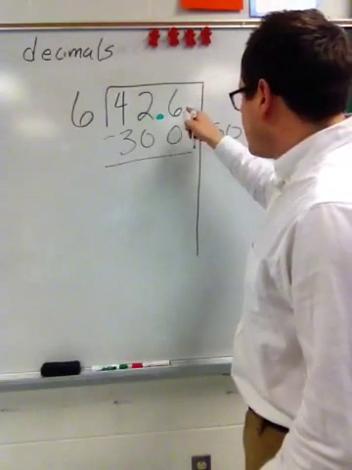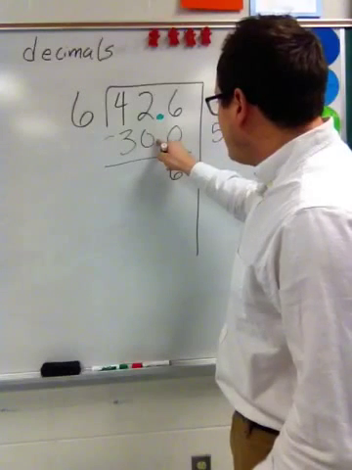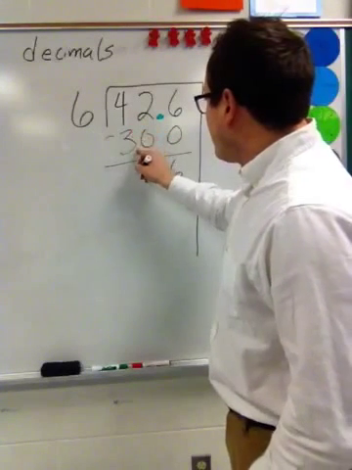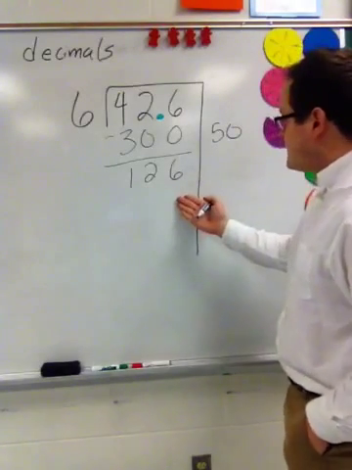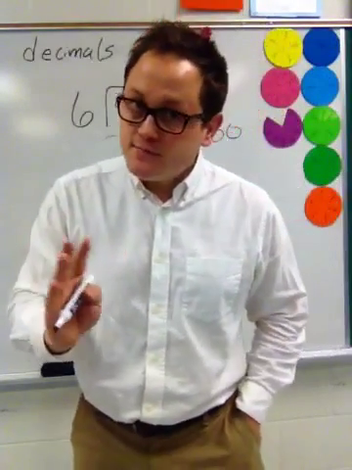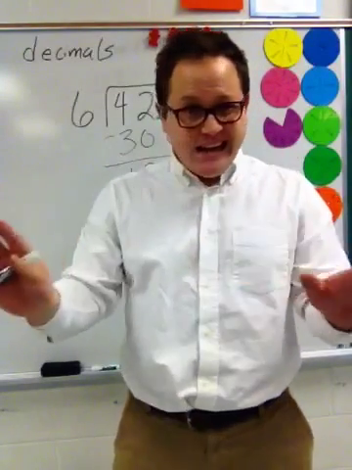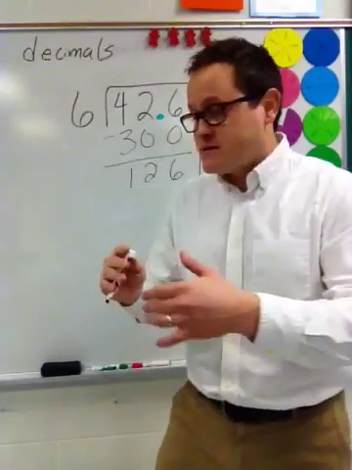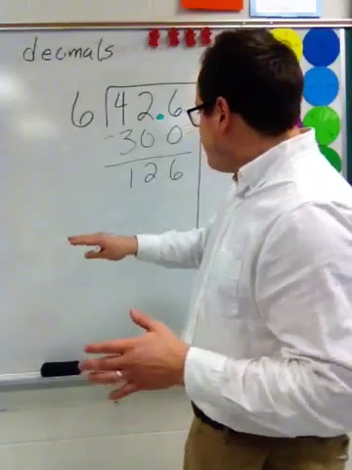6 take away 0 is 6. 2 take away 0 is 2. And 4 take away 3 is 1. All right. Now 126 here. Same thing, Mr. V. Don't know where you're going with this, but I have not memorized anything, 6 times something is 126. Well, let's try it. Let's go for it.